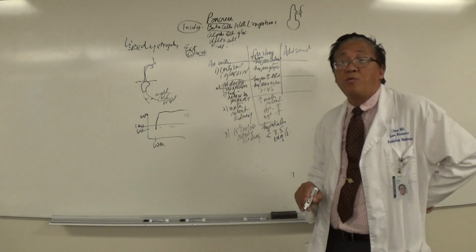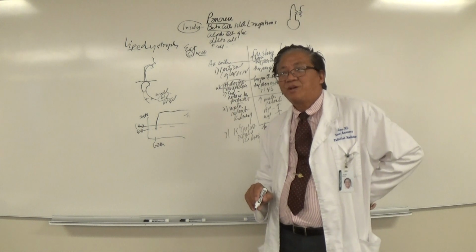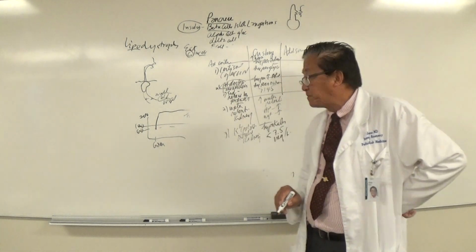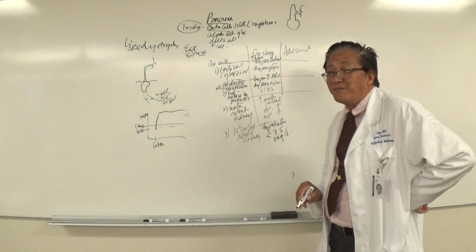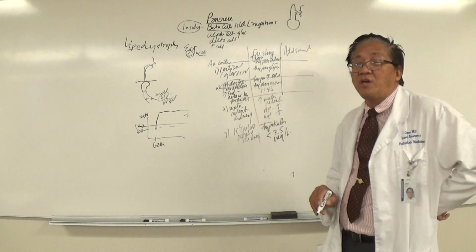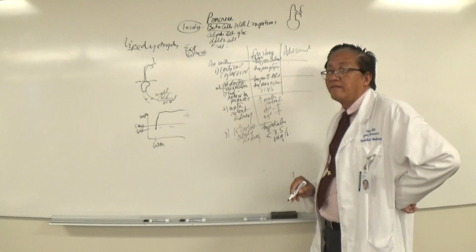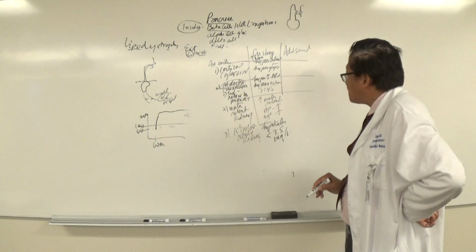Do you need to memorize normal values? 3.5 to 5 is normal. Okay? Why do I know? Because I know. Why do I expect you to know? Because you should. Because in the nursing board exam, are they going to give you the normal values? No. No way, right? Okay.